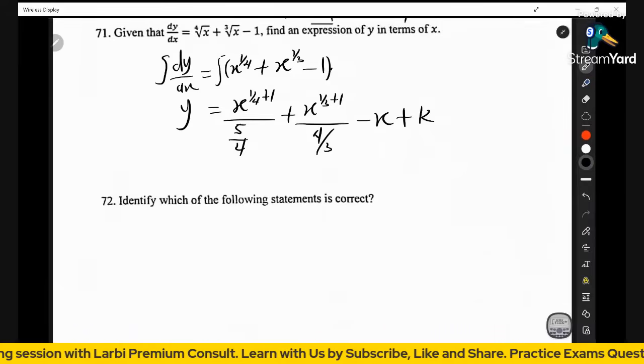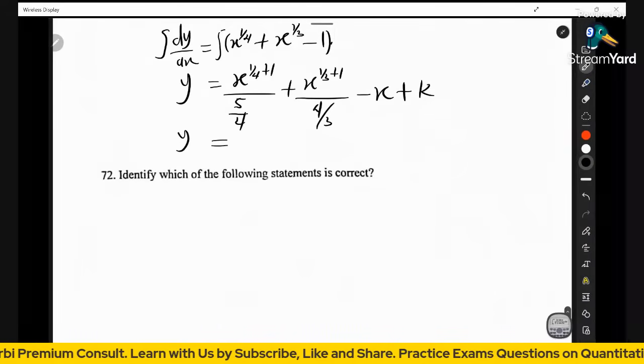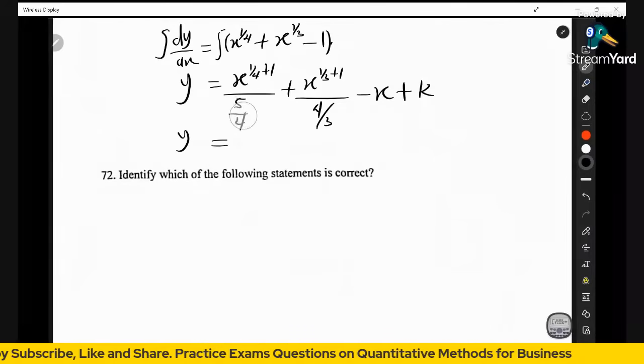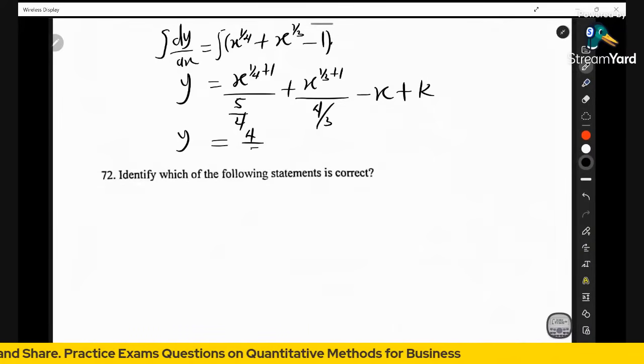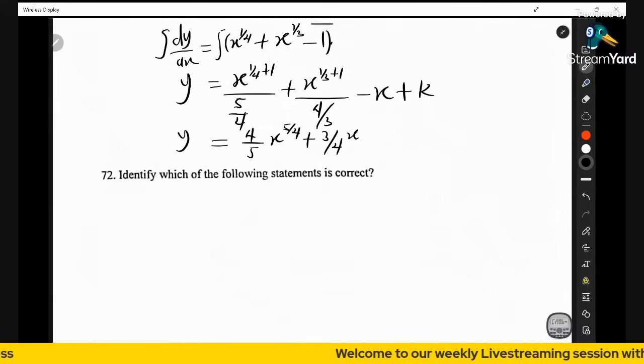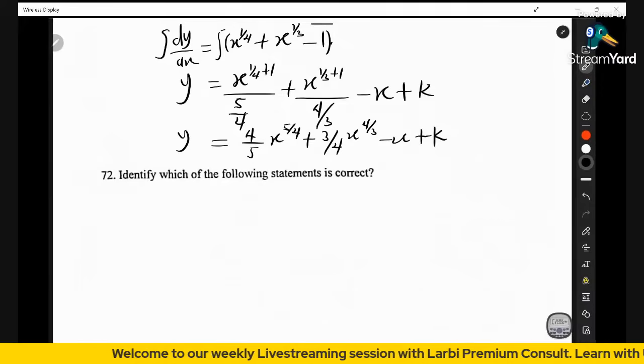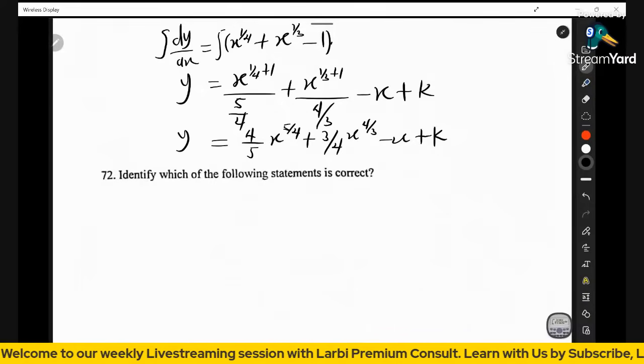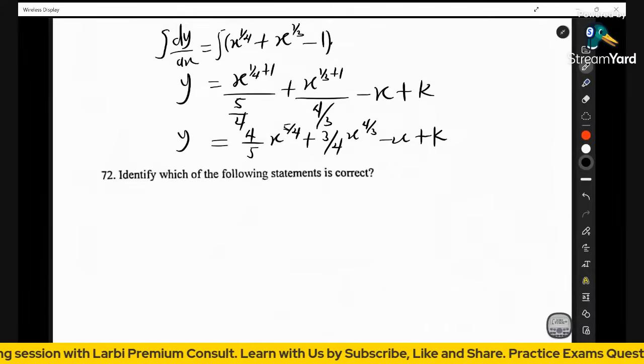So therefore, in simplifying to the more simplified term, here you can find the reciprocal of this fraction. That's going to result in 4 over 5, x to the power 5 over 4. And here too, you're getting 3 over 4, x to the power 4 over 3, minus x plus K. Very simple, actually. They are not difficult. So just add whatever you get, you divide by the result, and you are good to go.